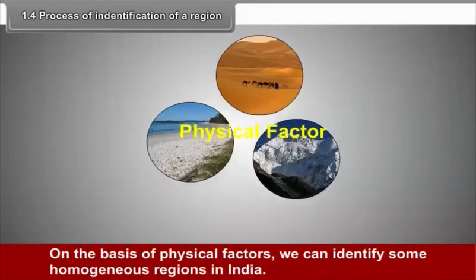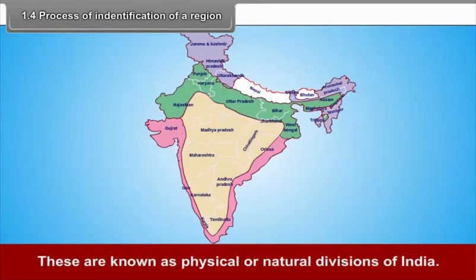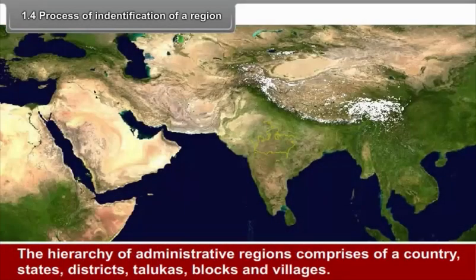On the basis of physical factors, we can identify some homogeneous regions in India. These are known as physical or natural divisions of India. In regional hierarchy, at a higher level, the region is larger, more complex, but generalized.